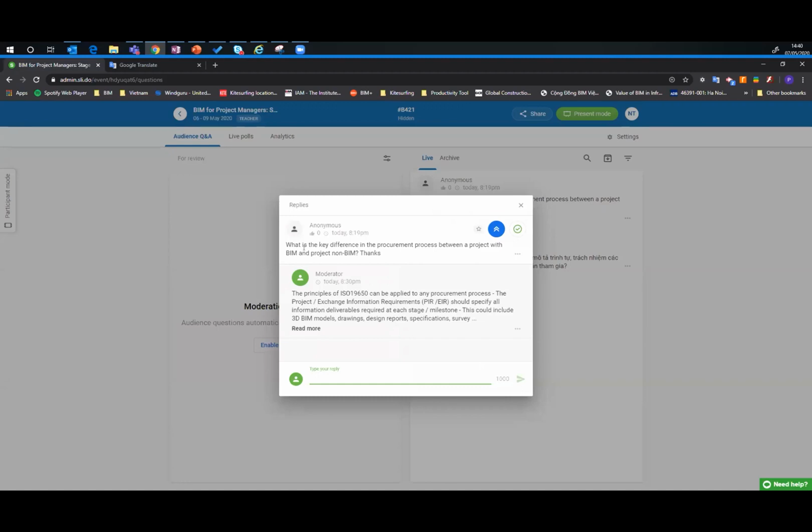So the ISO can be applied to projects that aren't using 3D modeling and BIM models just as equally as it can be applied to those types of projects. So you could write a set of information requirements for any project that specifies all the deliverables at each stage and each milestone.